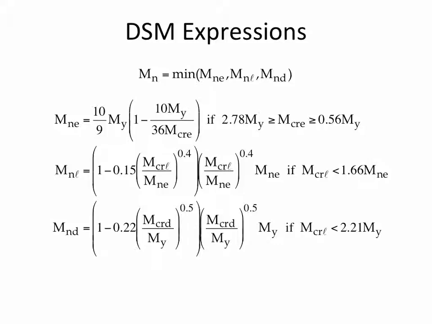These equations maybe are a little bit intimidating, but all we're doing here is, let's look at the distortional buckling equation. It's just M_y, which is, what do you think M_y is? I think you know that, right? It's the yield moment. And if you had to guess, what do you think this number is? Do you think this number is greater than 1 or less than 1?